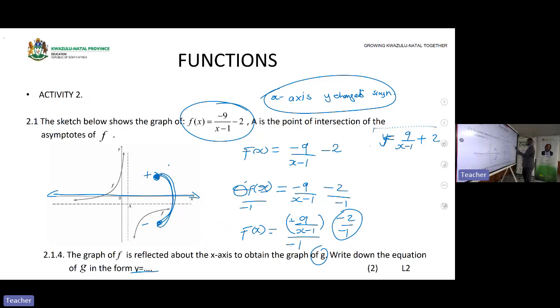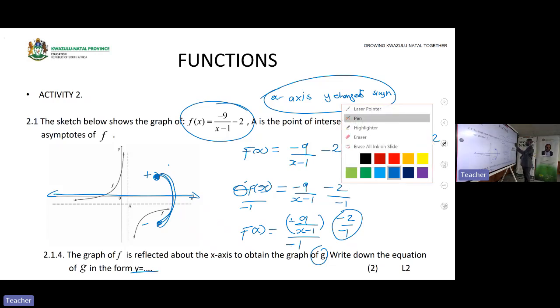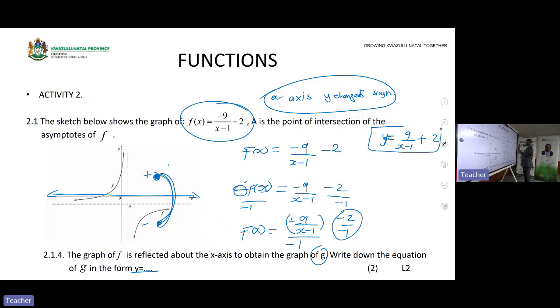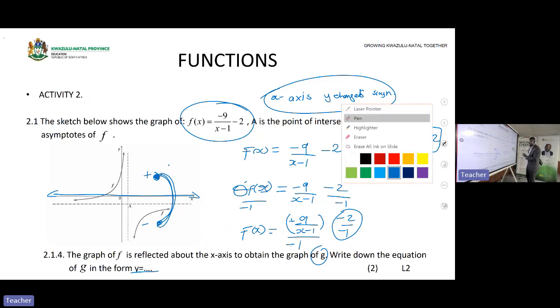So our new equation, in the form of y equals to, will be y equals to 9 over x minus 1 plus 2. Because the value of a is going to change its sign because we divided by a negative, and the value of q as well, which was -2, will change. So our equation is y equals to 9 over x minus 1 plus 2. That is our new equation, because our graph was reflected about the x-axis.